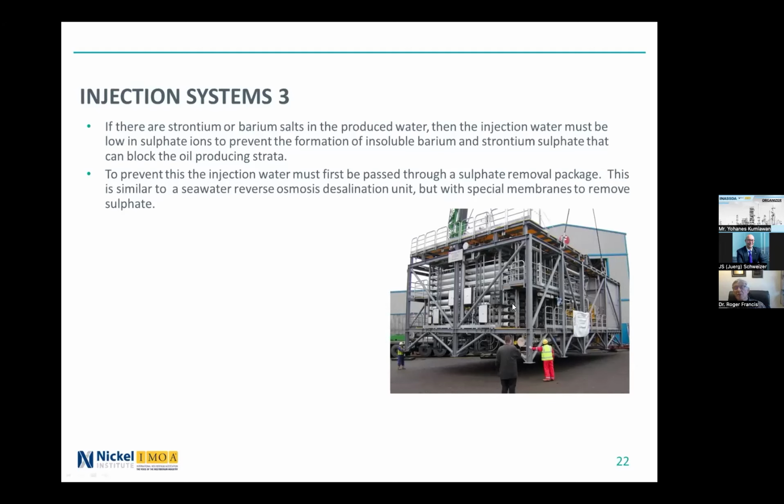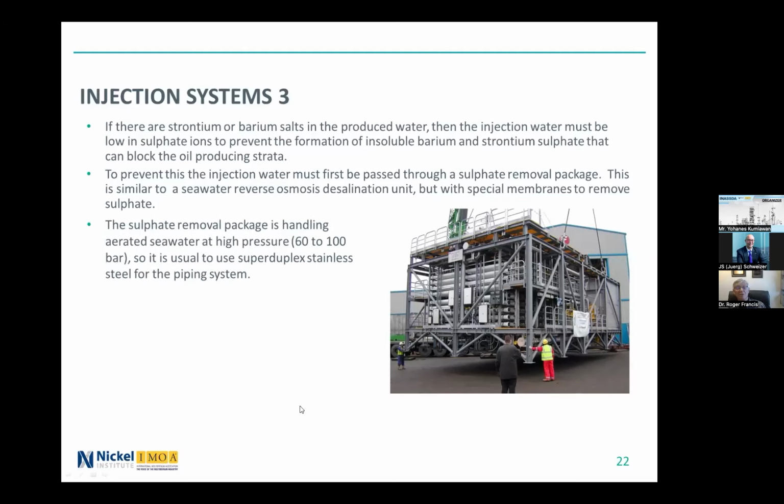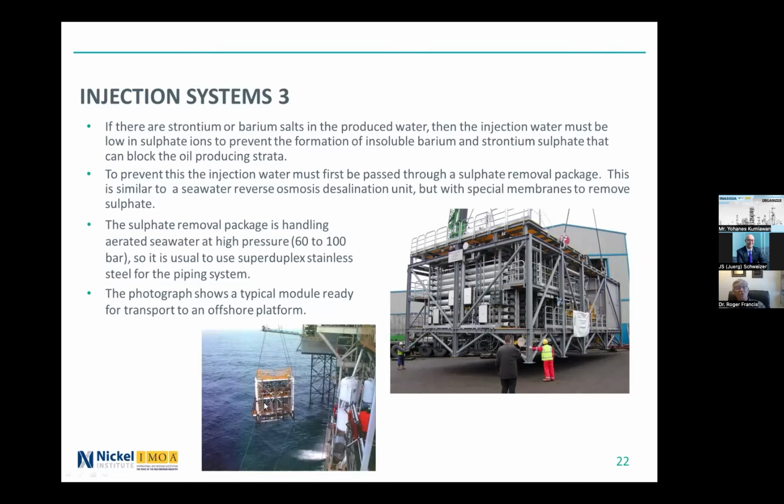And this shows a typical sulfate removal package. This is going to a platform off the Brazilian coast. These are the FRP membrane cells, and all the piping around it is super duplex, because we're talking about pressures of seawater here of 60 to 100 bar, and it's aerated seawater. So all the active pipe work is super duplex stainless steel. And this photograph shows a typical module being installed, a different module to this one, but being installed in a platform in the North Sea.